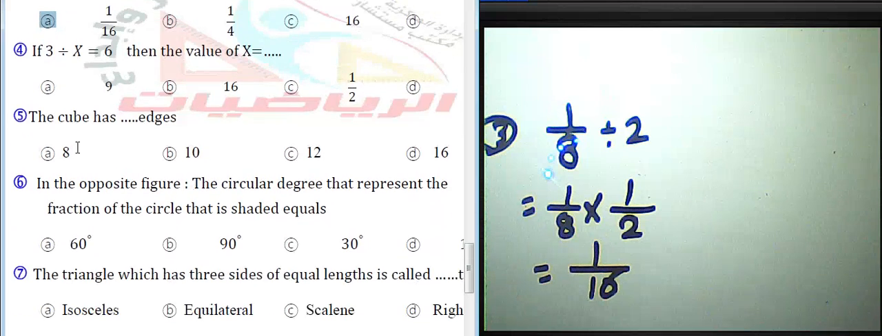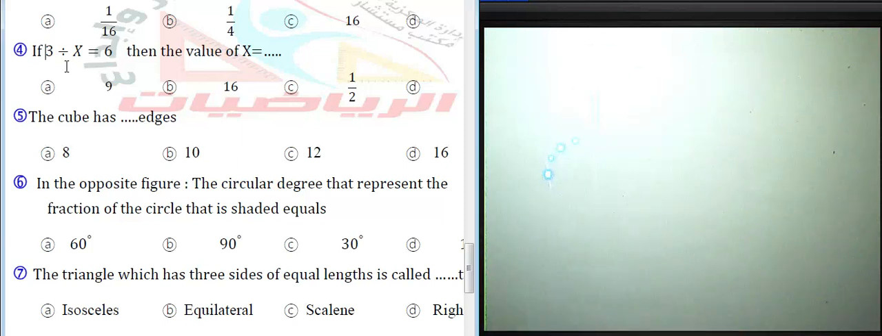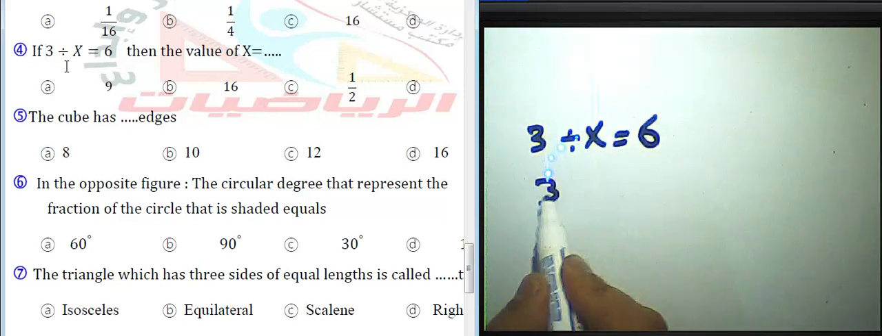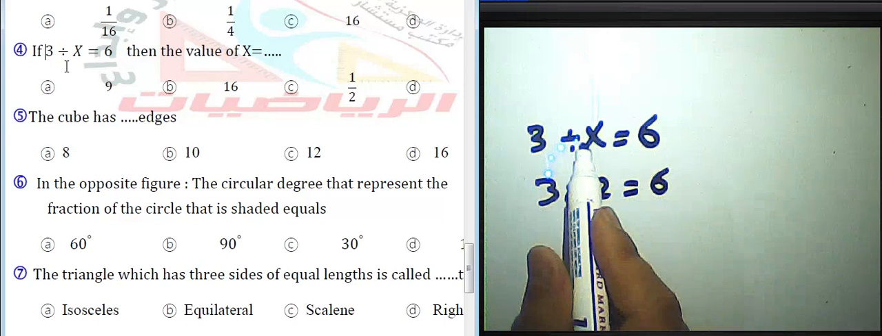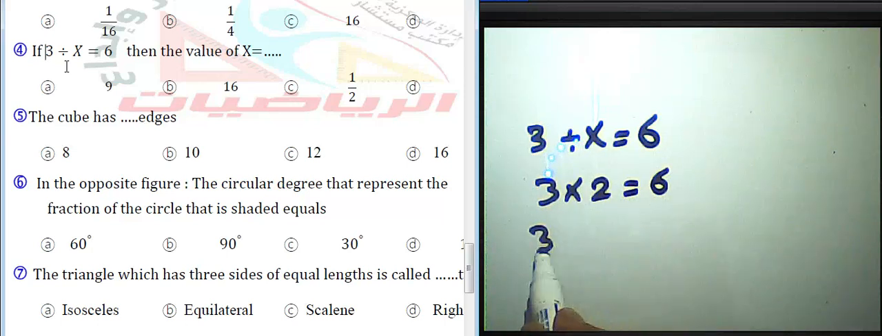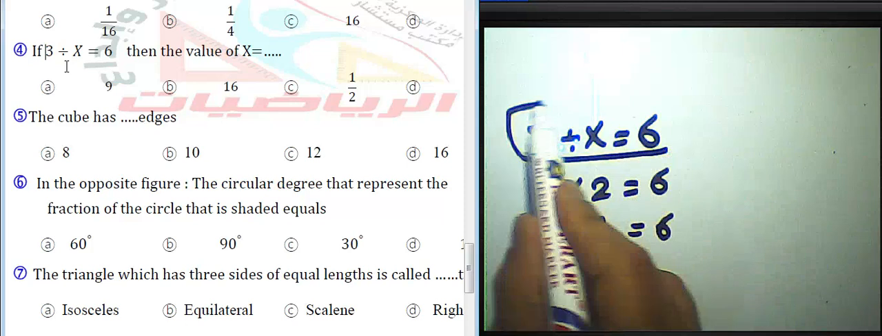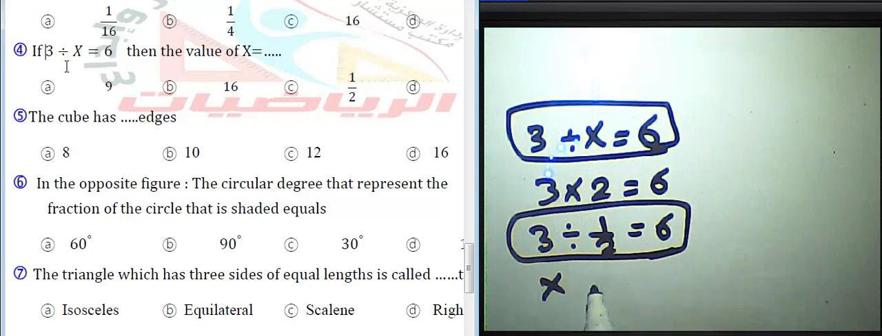Letter A. Okay. Question number 4. If 3 divided by x equals 6, then the value of x equals what? You know 3 divided by x equals 6. If 3 multiplied by 2 equals 6, then x here will be 1 over 2, because 3 divided by a half equals 6. To convert from multiplication to division, you must invert the second fraction here. Then x will be equal to 1 over 2. Okay, 1 over 2. Choose letter C here.